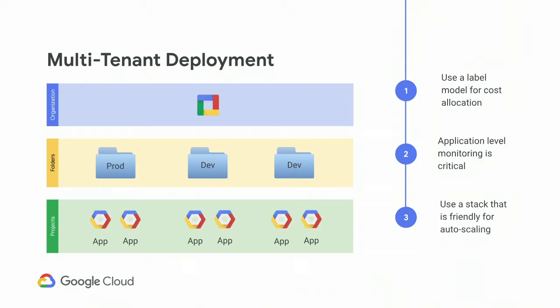Maybe fairly obvious, but use a stack that is friendly for auto scaling so that the resources can expand and contract. That applies to everybody, but multi-tenant architectures need to do that, right? GKE is by far the most common choice of how they choose to do that, and then looking at monitoring within the clusters. I'm not going to get into how many GKE clusters we should have here.